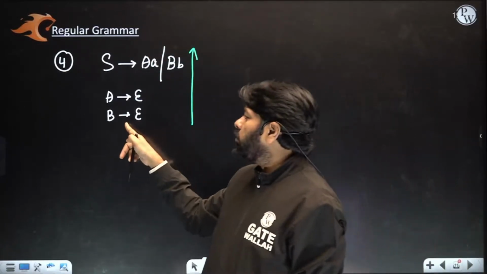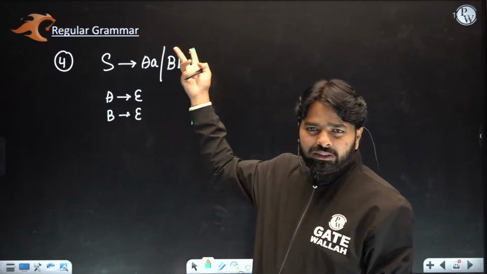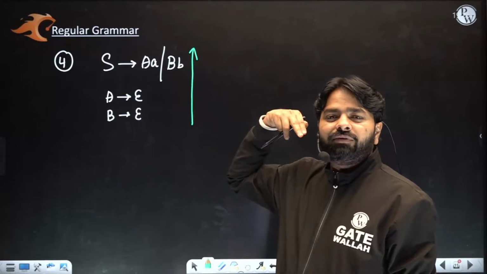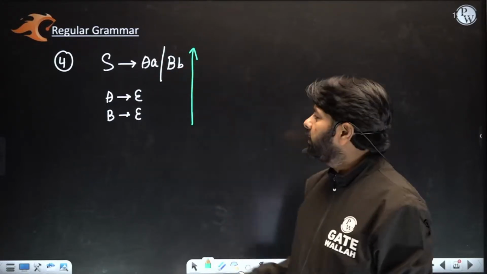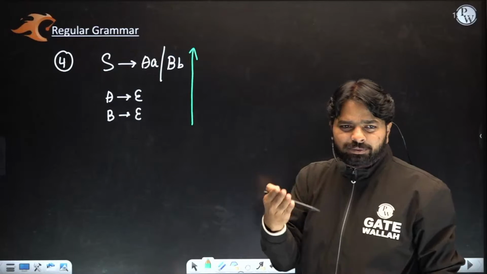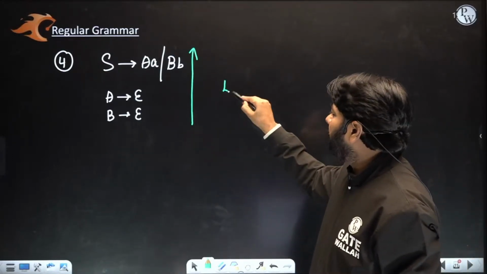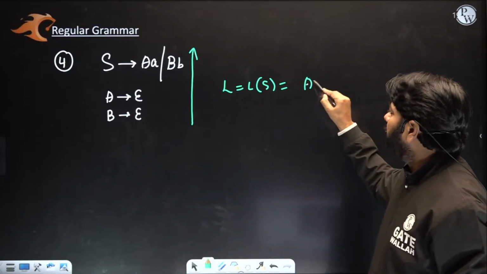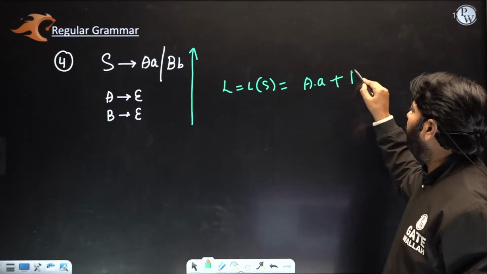So first understand what B does, what A does, then put in the main thing. So S depends on A and B. By the time A and B are known, you can directly substitute them. A and B are very simple, they are just deriving epsilon. So the language is nothing but L of S. L of S is nothing but what A does, dot, A plus what B does.